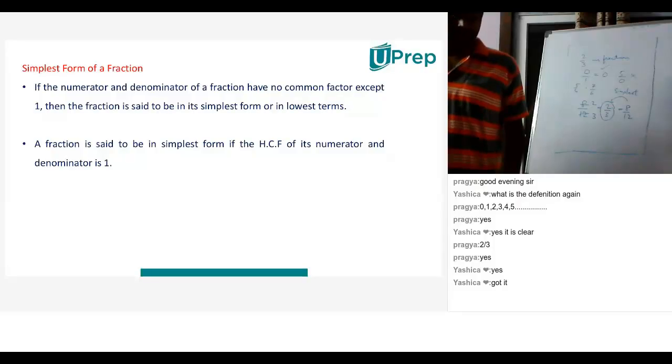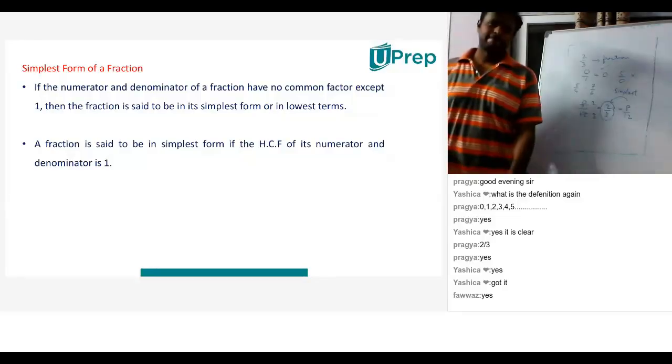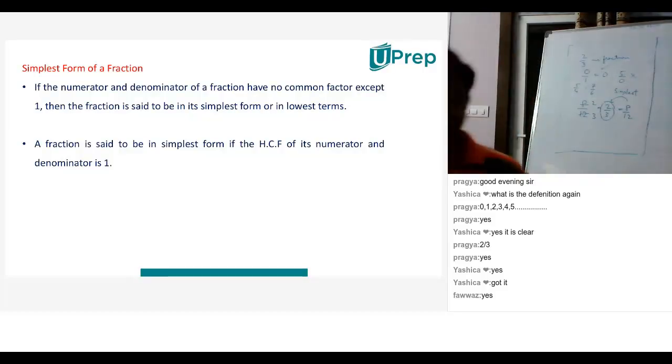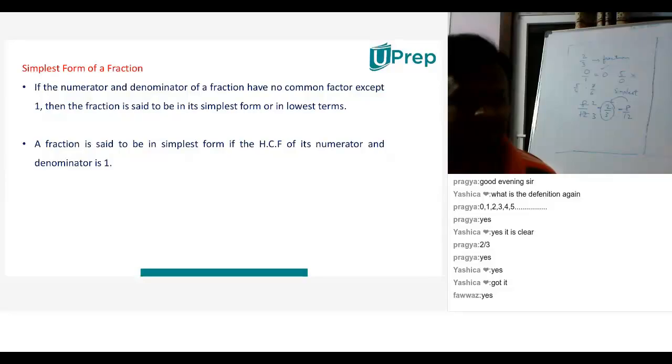Now what about Anjali, Fawaz? They are not typing anything. Have you got it or not? Anjali and Fawaz, type in yes in the chat box, please. Anjali, how about you? Have you understood? Anjali, are you there? I'm not getting any of your responses. Okay, so then we are moving on.